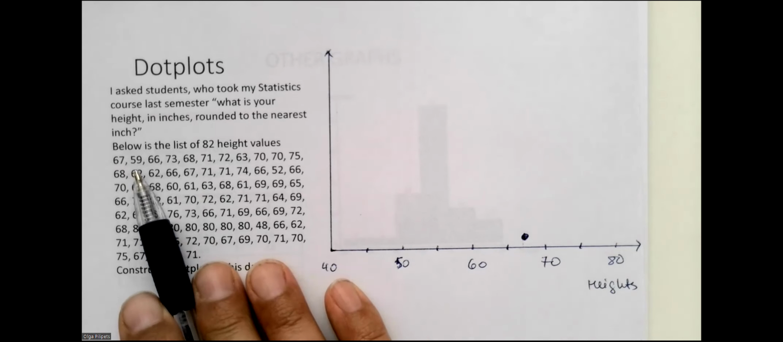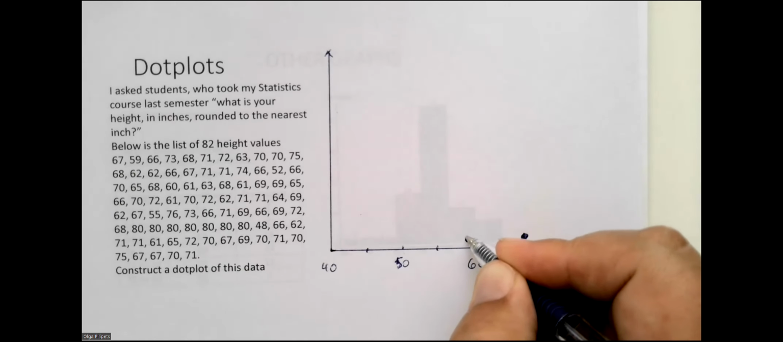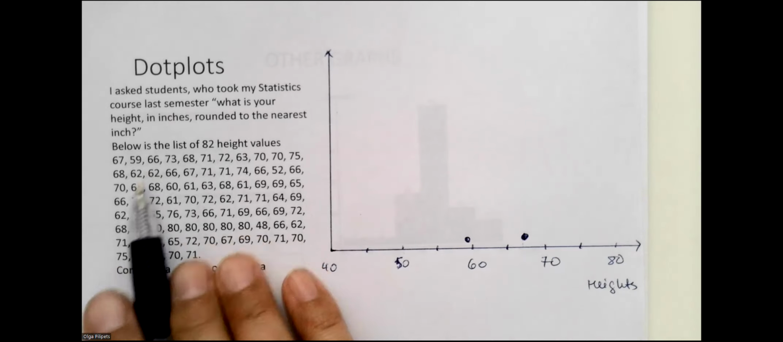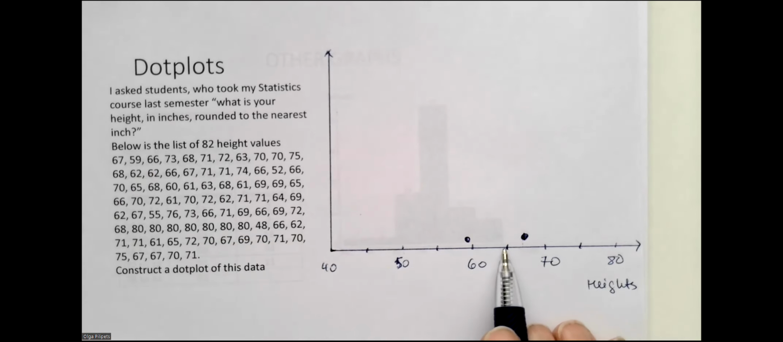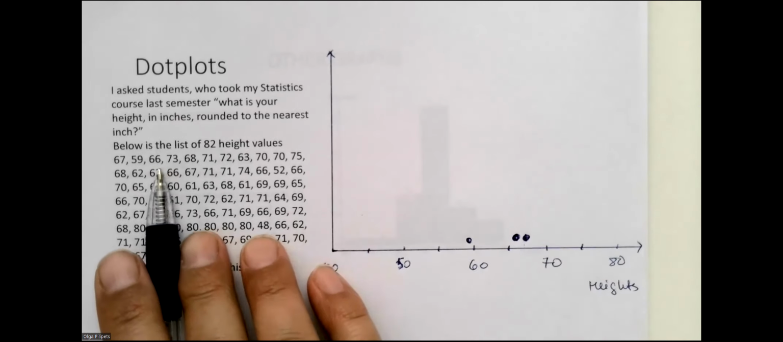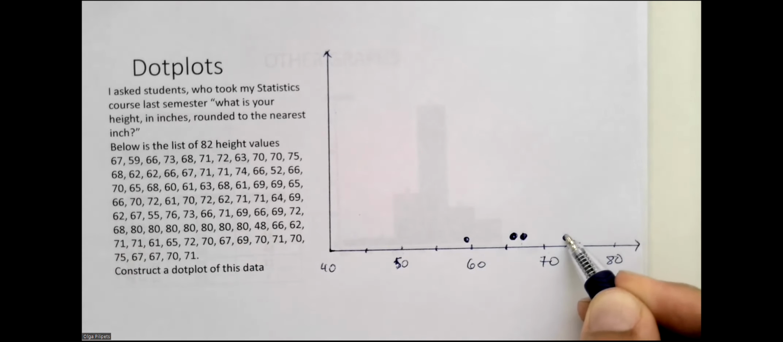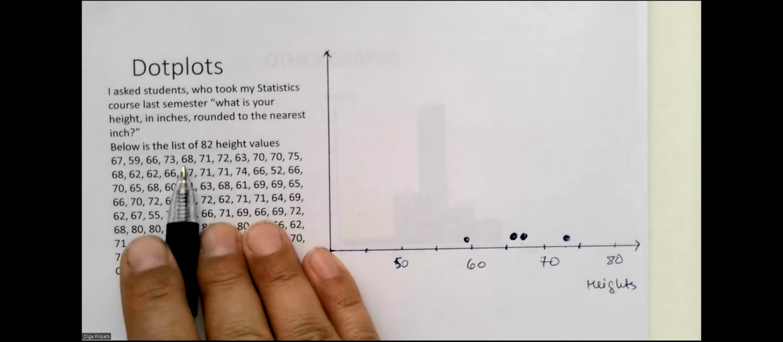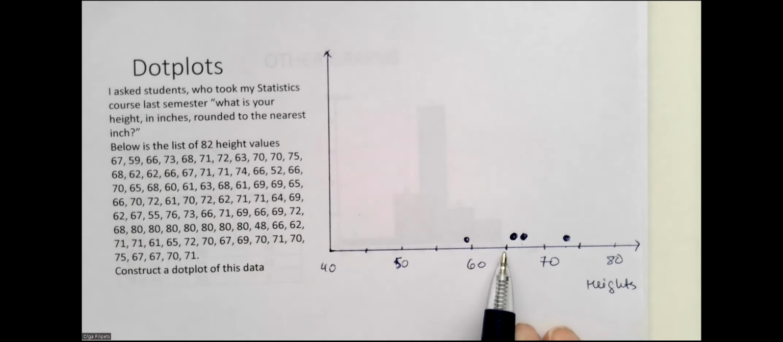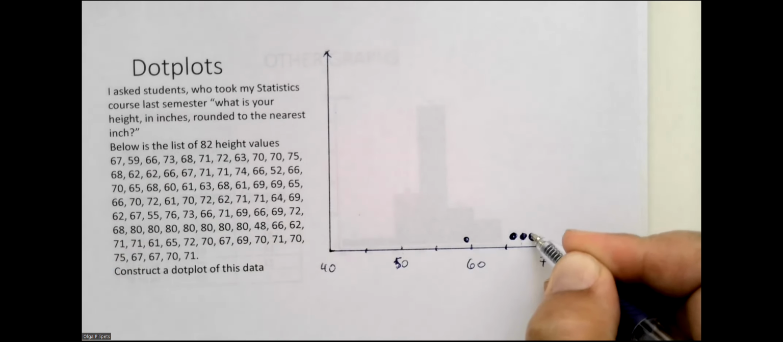Then the next value is 59. So 50, 60, 59 is going to be right here. Next one is 66. This is 65, this is 67, so 66 is right next to 65. Next is 73. 73 is going to be right here. Next is 68. Did I have 68? No, we had 66. So 68 is going to be here.